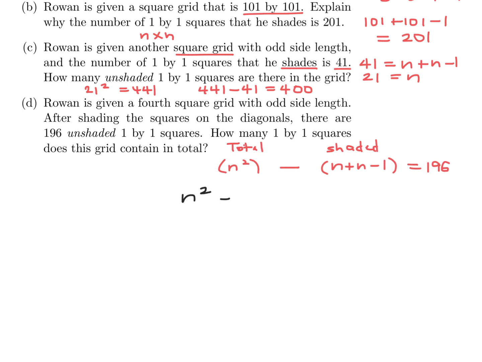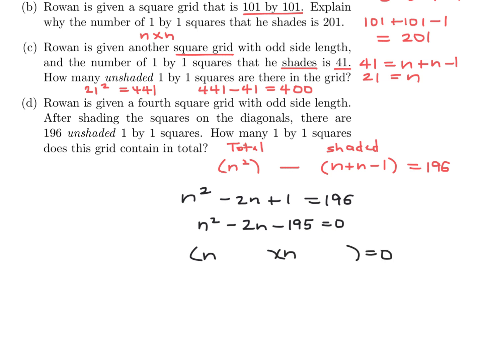So this is n squared minus 2n plus 1 is 196. And putting everything on one side, we get n squared minus 2n minus 195 is equal to 0. And hopefully this factors: 13, 15, minus, plus, and therefore n is 15. And what are they asking for? In total, so that's n squared, and n squared therefore is 225.